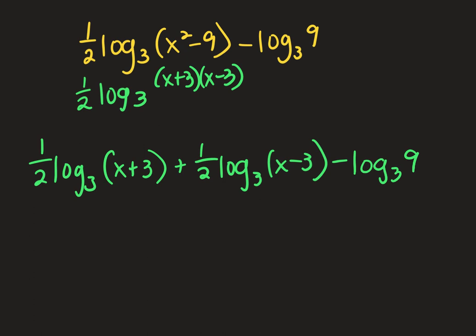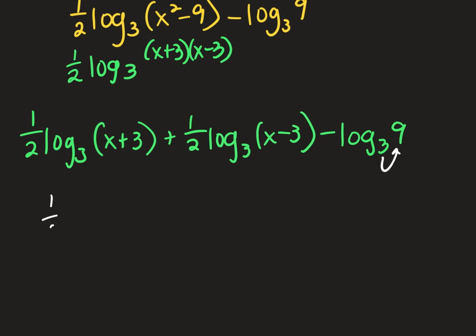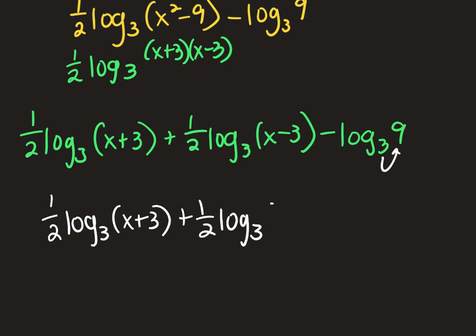And then that last one, some of the versions of the questions would be like log base 3 of 5, and you can't do anything with that. But in some of the versions of the questions, there's something there that can be simplified. So can I raise 3 to a power to get to 9? It would be what? Good. So I do 1/2 log base 3 of x plus 3, plus 1/2 log base 3 of x minus 3, minus 2.